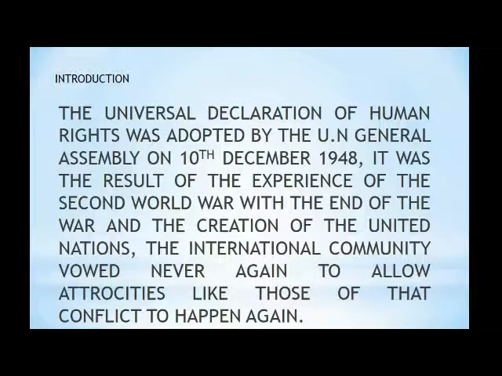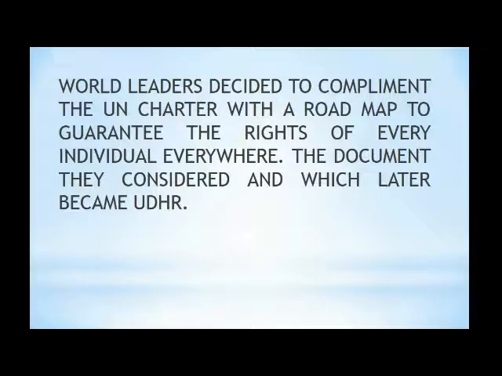Introduction. The Universal Declaration of Human Rights was adopted by the United Nations General Assembly on 10 December 1948 in Paris, France. It was the result of the experience of the Second World War, with the end of the war and the creation of the United Nations in 1945. The international community vowed never again to allow atrocities like those of that conflict to happen again. World leaders decided to complement the United Nations Charter, that is the agreement, with a roadmap to guarantee the rights of every individual everywhere. The document they considered later became the Universal Declaration of Human Rights, UDHR.